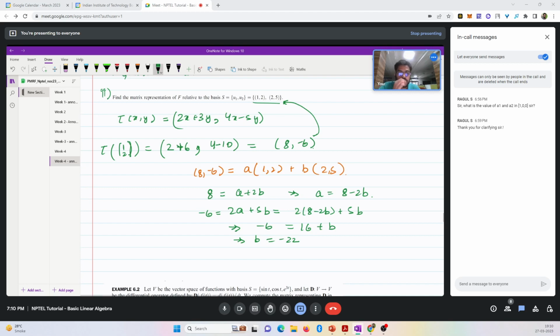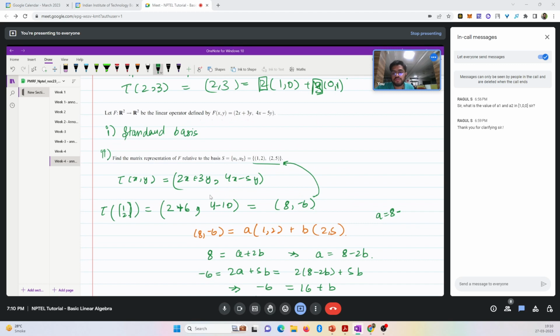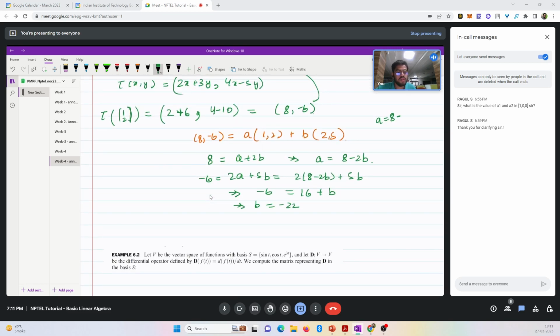Am I actually doing it correctly? Let's see. Then your a is 8 minus... have I made some mistake here? 2x plus 3y, this is 1 comma 6. Yeah, this is correct. 2 plus 6 is correct here. And this is 4 minus 10, this is also correct here. Okay, let's see. This is 8 plus 44, which is 52. Let's see if this holds or not.